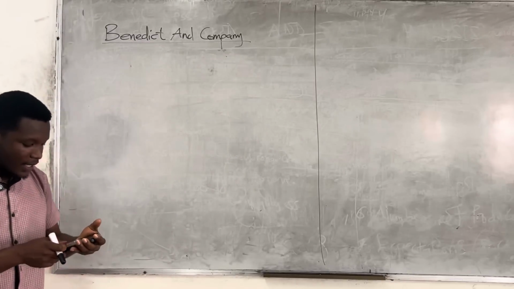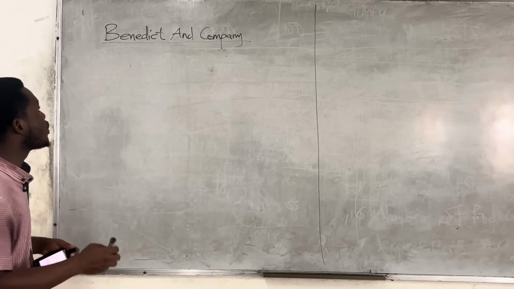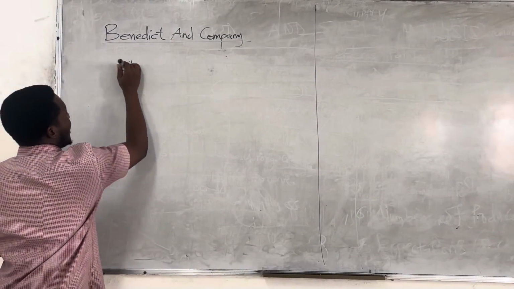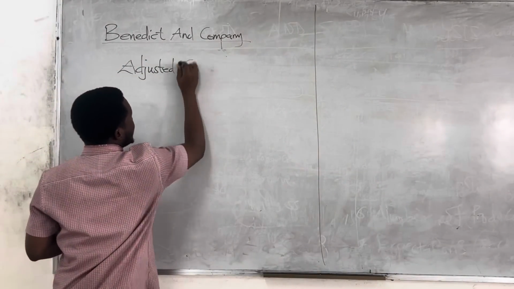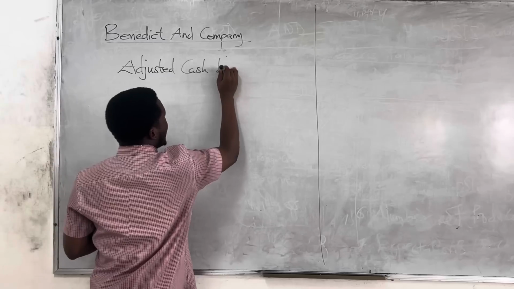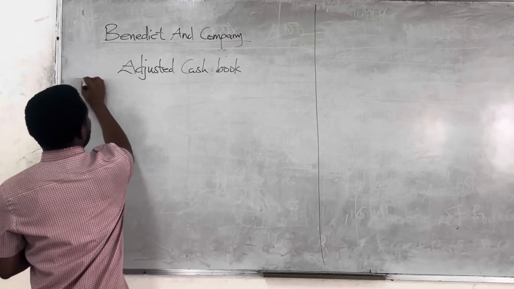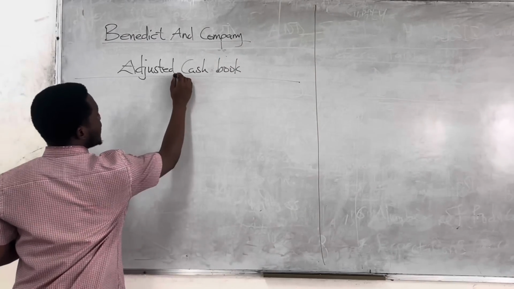So the first question is saying that we have to solve for the adjusted cash book. So we have adjusted cash book. Then you open your T account.